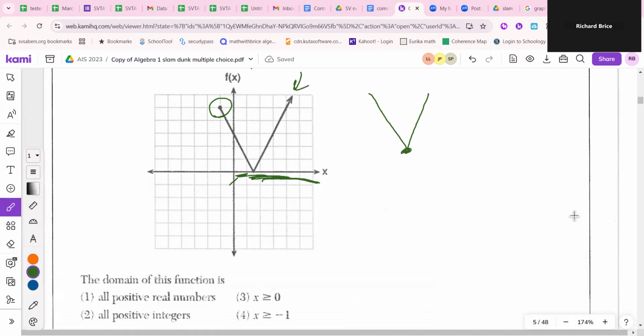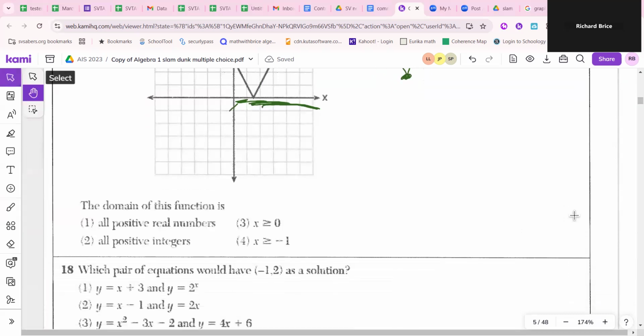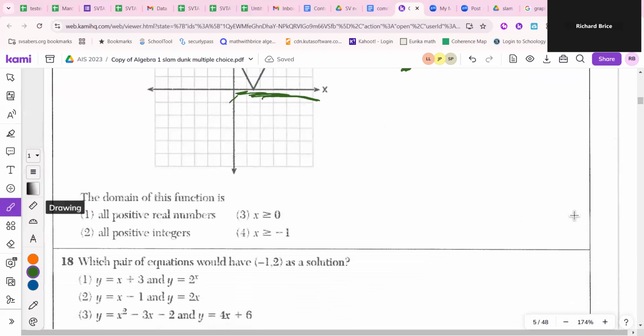All positive integers, definitely not, because the integers are 1, 2, 3, 4. So that would look like a 1, a 2, a 3, and a 4. No connection to them.